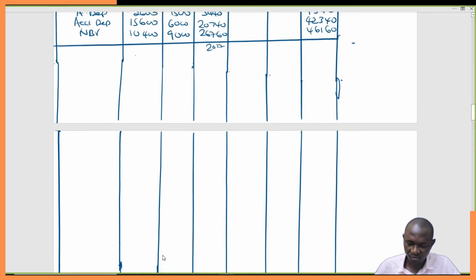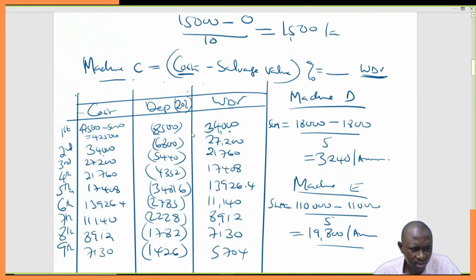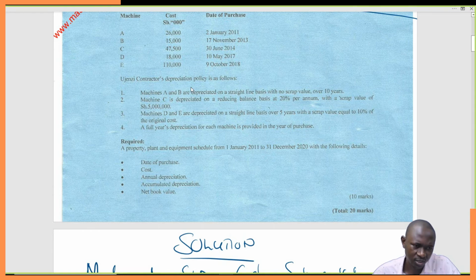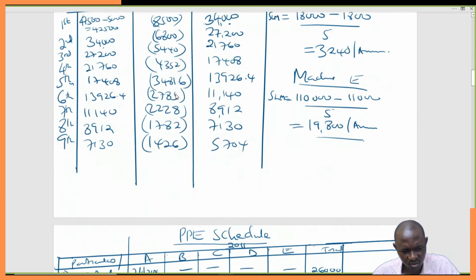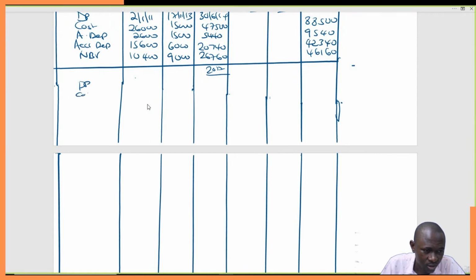But we only have around 4 years to go. We are in 2017, 2018, 2019, and 2020. So we'll continue with our journey. And just something, in 2017 and 2018 there are two machines we acquired. So let's not forget that. So let's come here, DP, then cost, then annual depreciation, then accumulated depreciation, then net book value.